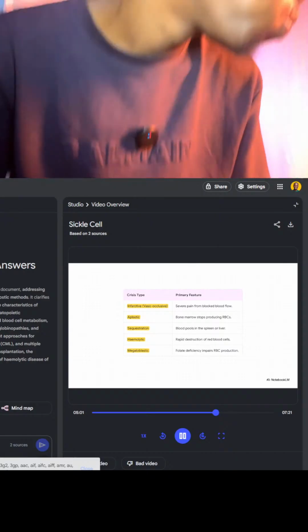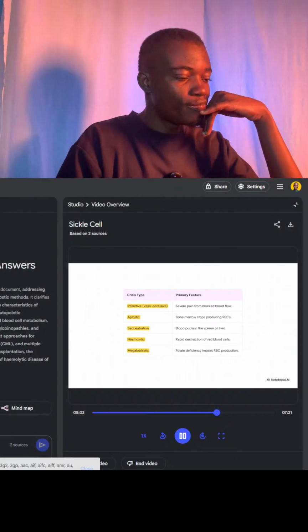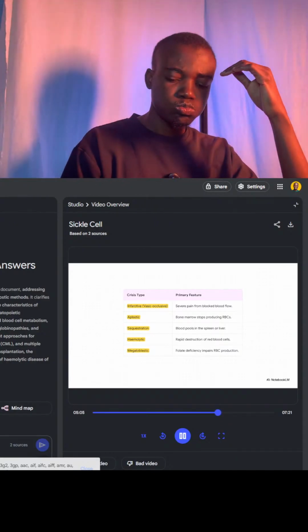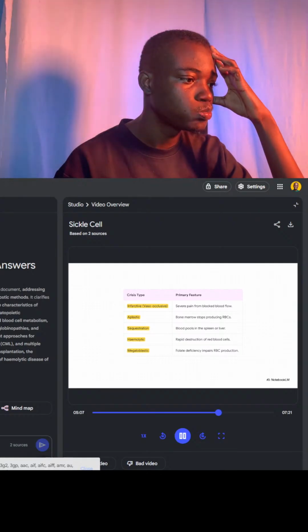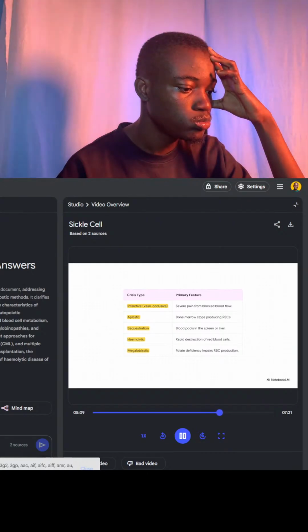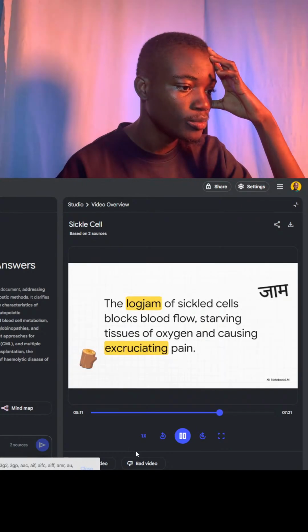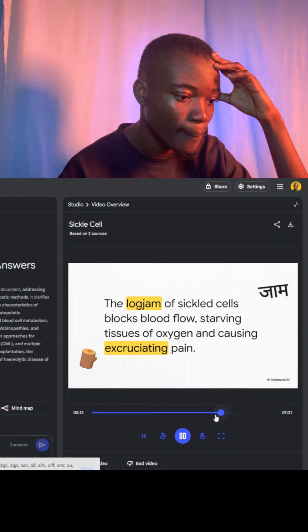But there are others, like an aplastic crisis, where the blood factory itself just temporarily shuts down, or a sequestration crisis, where blood gets dangerously trapped in an organ like the spleen. Let's focus on that vaso-occlusive crisis.